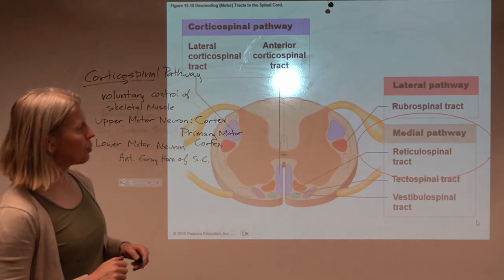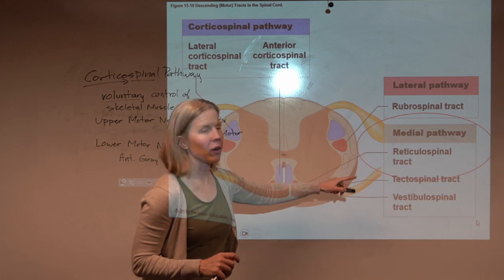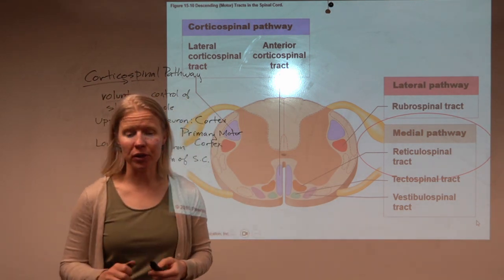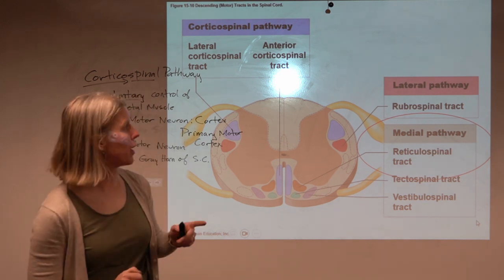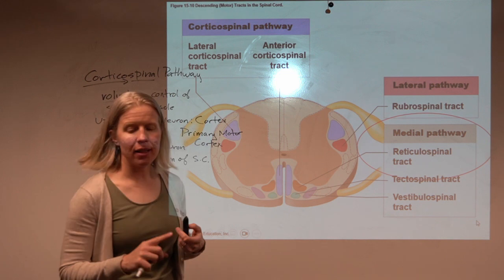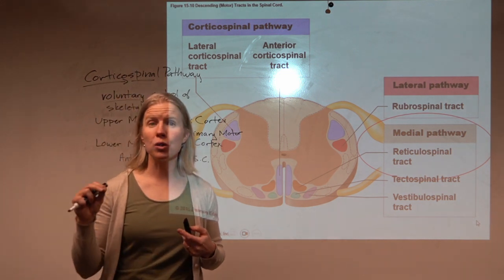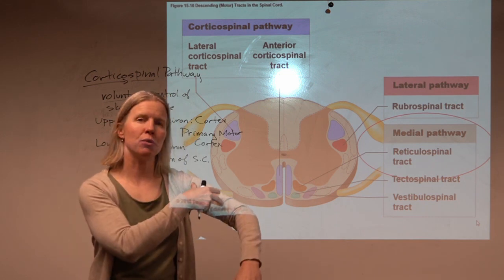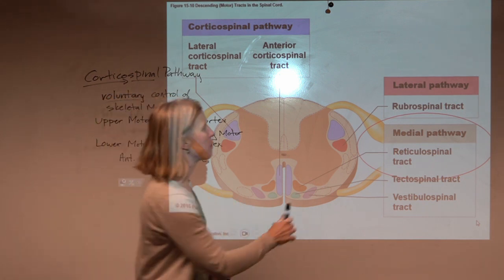The medial pathway, and again, don't worry about getting into these individual tracts unless you're super fascinated by it. The book does go into more detail. What I want you to know with the medial pathway is that it does things like gross movements of the trunk and the proximal limbs, right? So the upper arm, the upper leg.